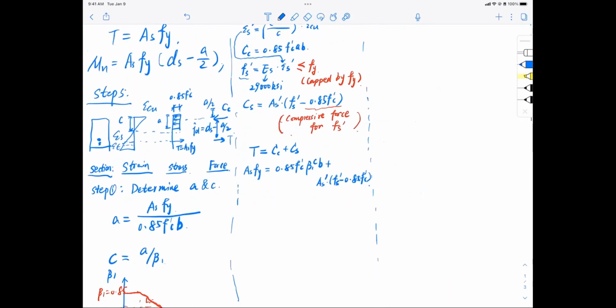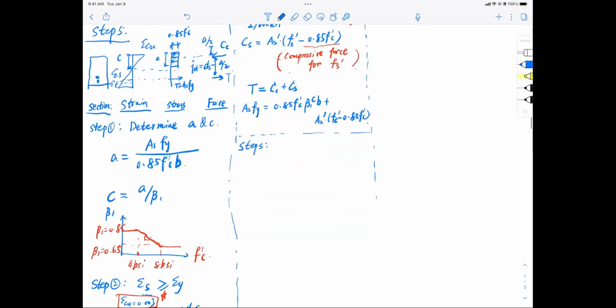Now, in terms of steps, what are the steps to find the moment capacity of a doubly reinforced section? First things first, what is step number one? Step number one is to try c.